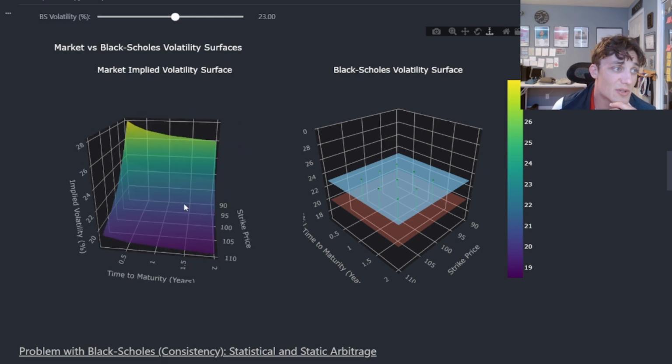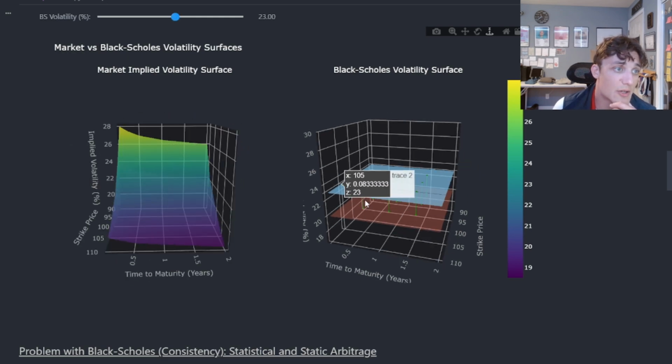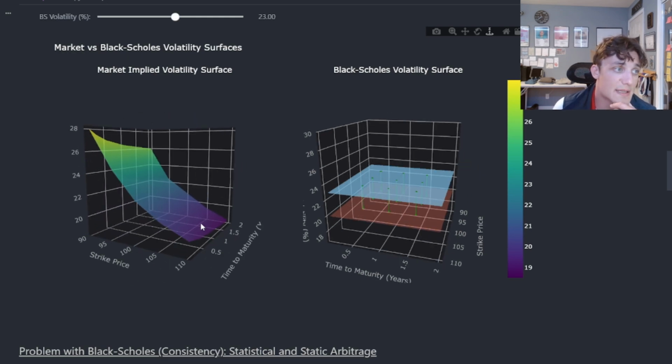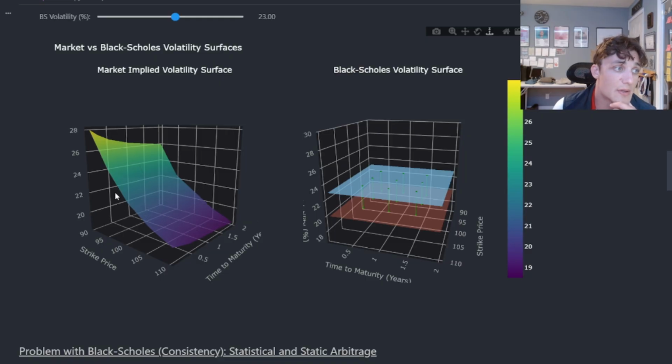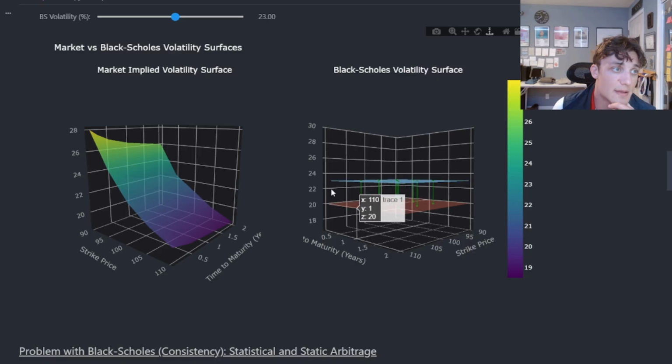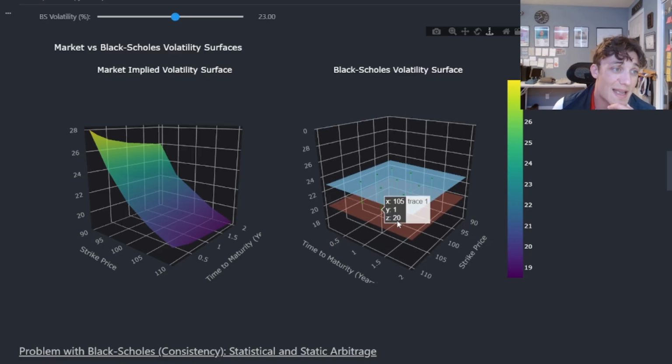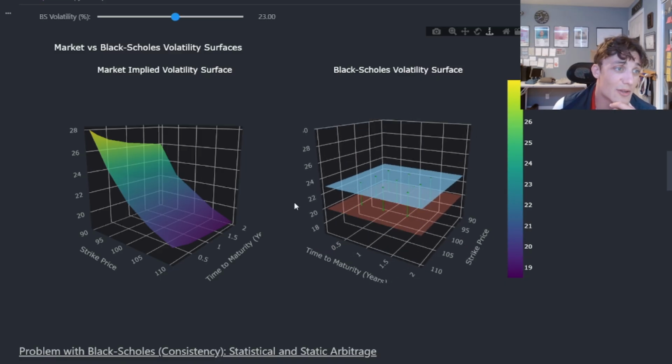If that doesn't make sense, just look at these two surfaces. This is a Black-Scholes implied volatility surface, and this is the market implied volatility surface. What I have here is a set of 5 strike prices, 5 times to maturity, the same set on the Black-Scholes implied volatility surface, and you can see that they do not look the same. The Black-Scholes surface is flat. It assumes a constant volatility for all of the options. Each point on this grid is a different option contract. But the market surface requires different Black-Scholes implied volatilities to produce the market prices.